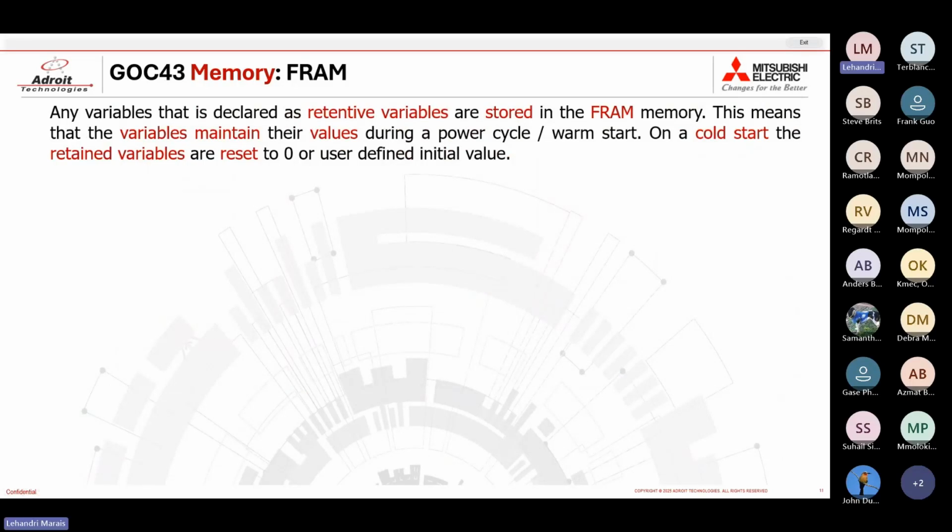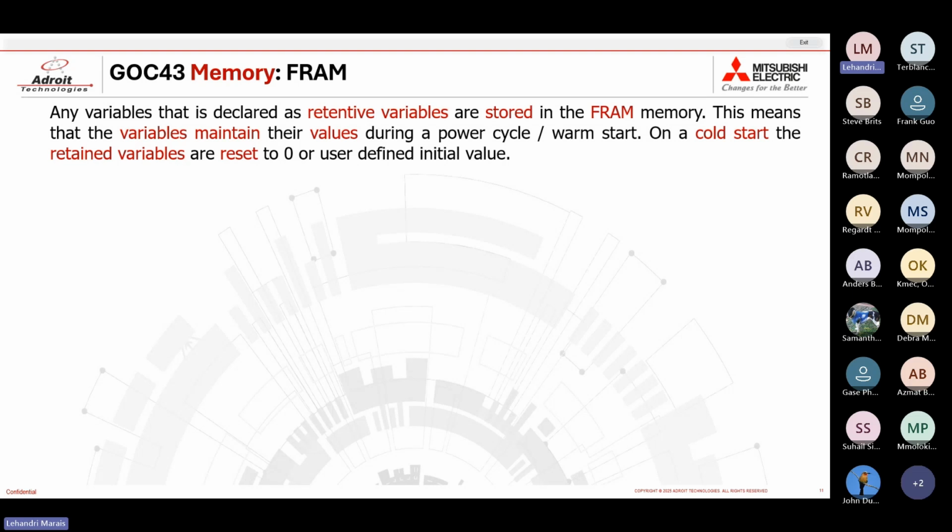So lastly, we go to the FRAM. As mentioned previously, our FRAM stores the retentive variables as well as setting data. Setting data just refers to the IP settings or some of the screen settings. And the retentive memory we will be discussing quickly here. Any variables that you declare as retentive are stored in this memory. This means that variables maintain their values during a power cycle or warm start.